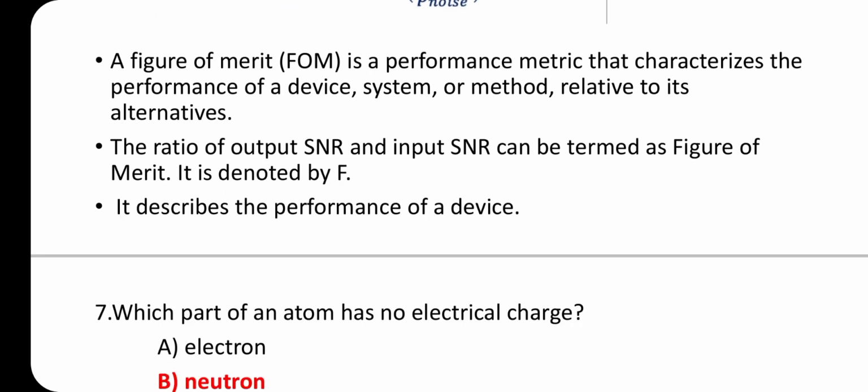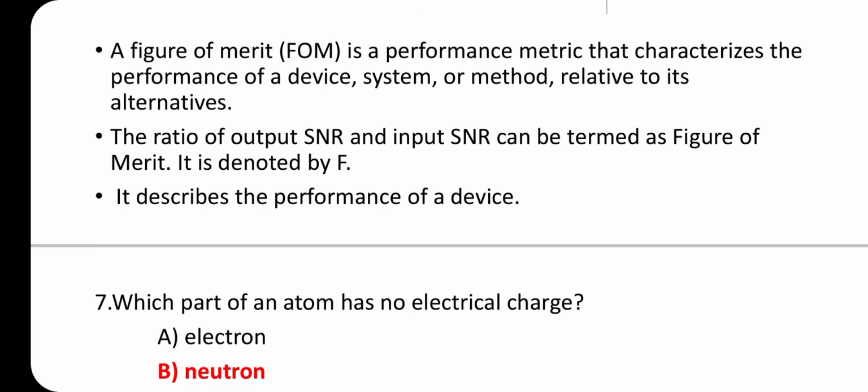A figure of merit is a performance metric that characterizes the performance of a device, system or method relative to its alternatives. The ratio of output SNR and input SNR can be termed as figure of merit. It is denoted by F. It describes the performance of a device.